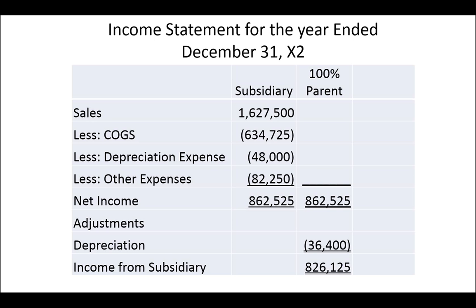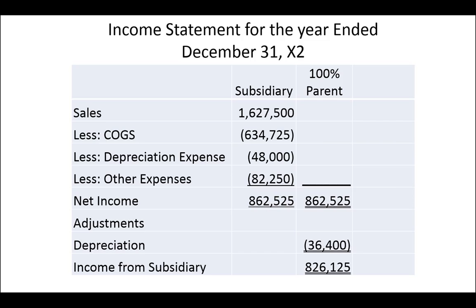And we can now see how we went from sub's net income of $862,525 to income from subsidiary of $826,125. The only adjustment this year was the depreciation. And we'll have this adjustment for X3, X4, and X5. And X6, since we would be fully depreciated, we wouldn't have this.